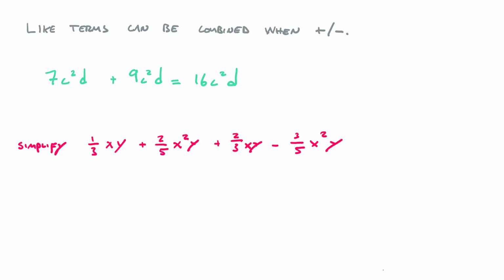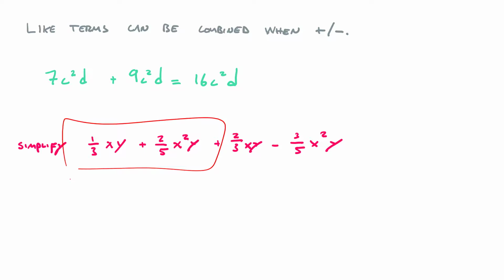So let's say that we want to simplify 1/3 xy plus 2/5 x squared y plus 2/3 xy minus 3/5 x squared y. Well, the first thing that I would do is I would look for, do we have any like terms here? There's 4 different terms, clearly. Not all of them are the same. Like right off the bat, I can tell you the first and second term of this thing are not like, but maybe there is another xy, right, that we can combine with the 1/3 xy. Maybe there's another x squared y that we can combine with the 2/5.